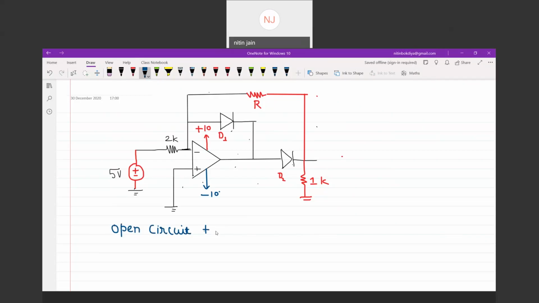Open circuit test. So let's replace these diodes by open circuit. So D1 and D2 are ideal diodes and the op-amp is also ideal.